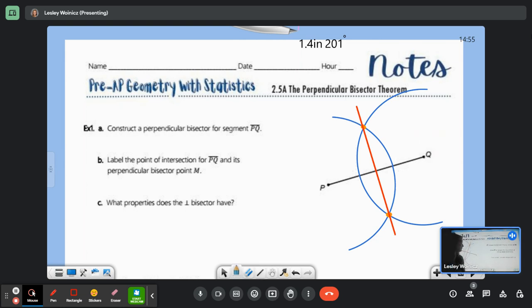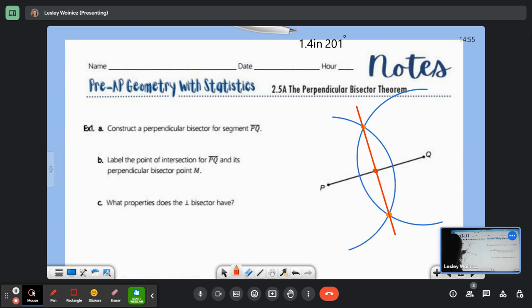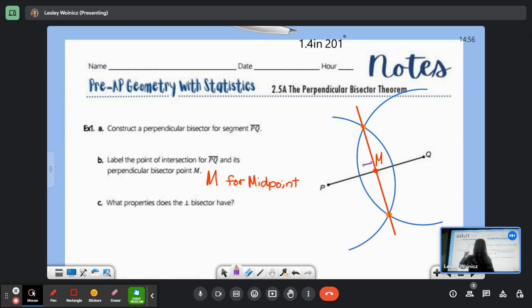Okay, we are going to label the point of intersection of PQ and its perpendicular bisector point M. Anybody have any ideas why we're calling it M? Yeah, M for midpoint. Okay, we show that it's perpendicular with one of these little 90-degree angle marks.